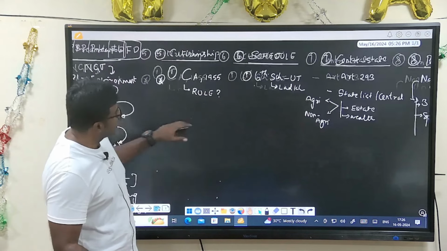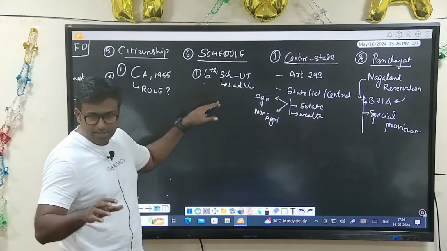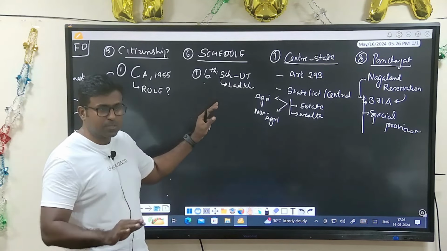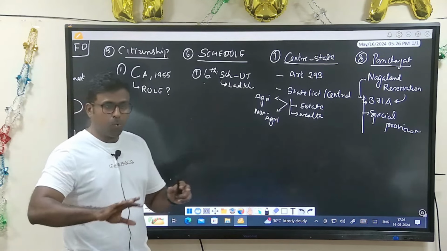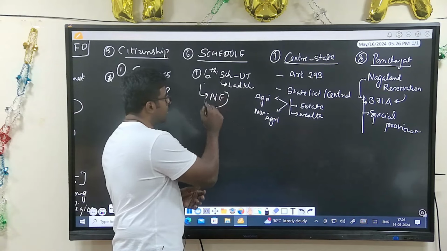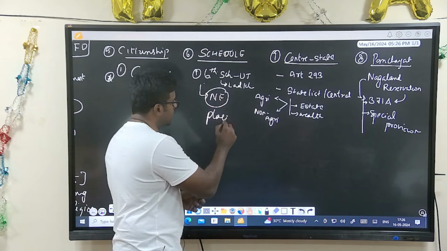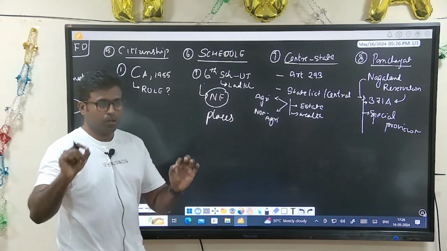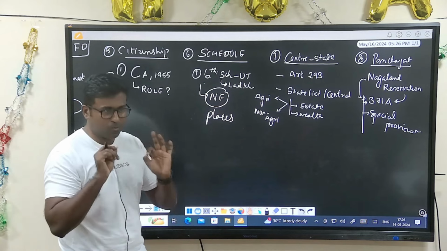Please look at this. Next, the 6th Schedule. I think you would know this. Last time they asked the 5th Schedule. This time, 6th Schedule, Union Territory. This is in the Northeast. What are the places in the Northeast which contain the 6th Schedule? Please check what the places are.